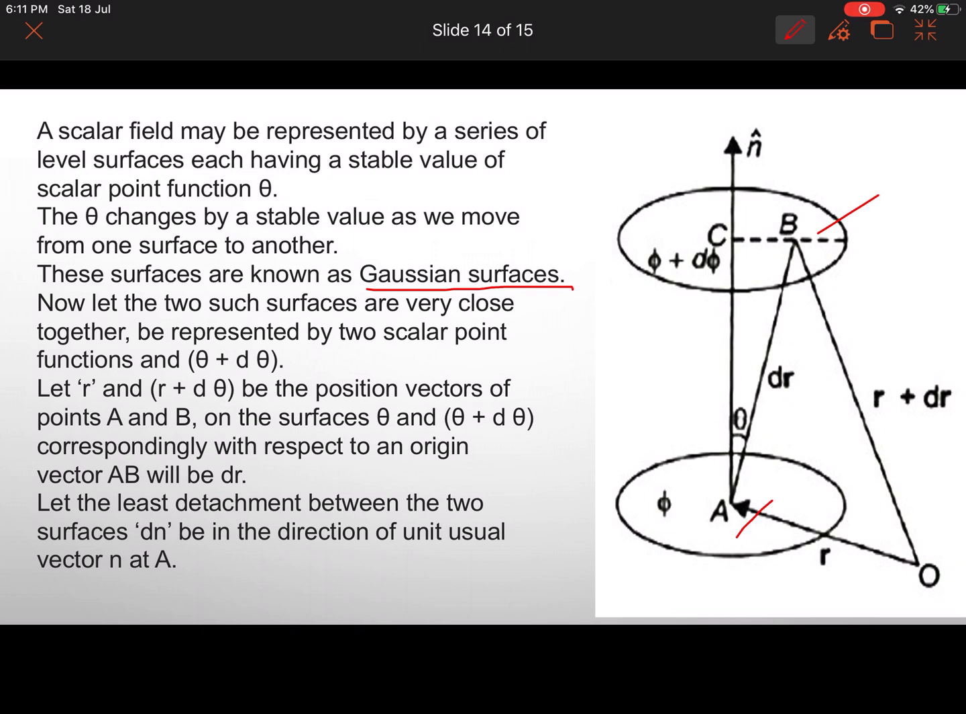So on the surface, correspondingly with respect to the origin, we have vector AB. Let the least detachment between the two surfaces be the distance in the direction of the unit normal vector n at A bar.